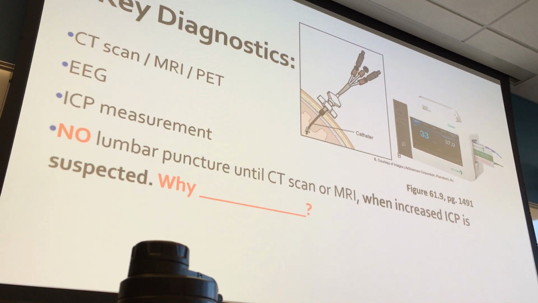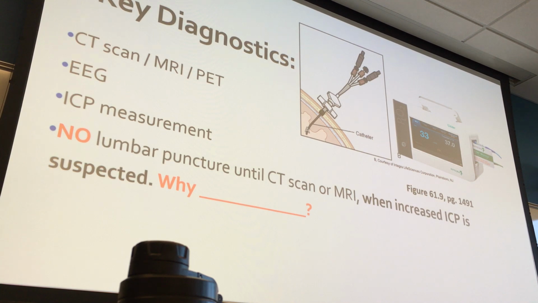So these are some of the key diagnostics, okay? You're going to do a CT scan, they can do an ICP measurement, basically they just drill right into the brain. I'm not sure exactly which spot, it's pretty nasty. Not something that you guys would be participating in, but just so you know. What about a lumbar puncture?